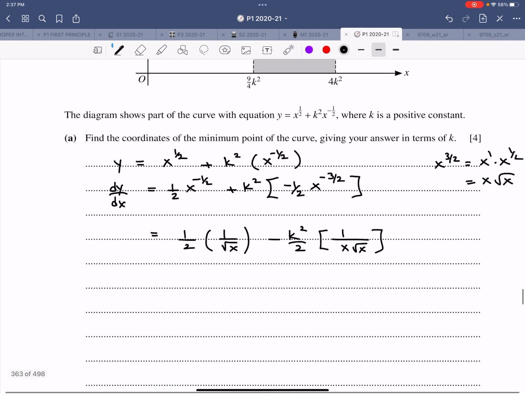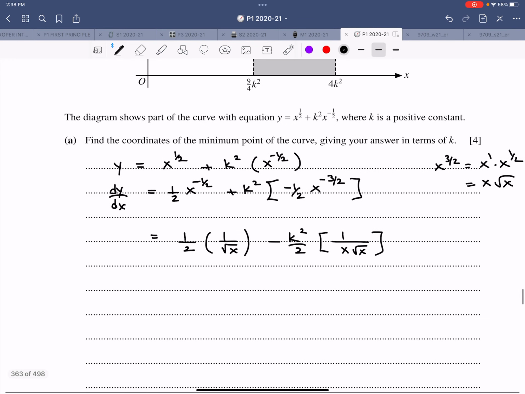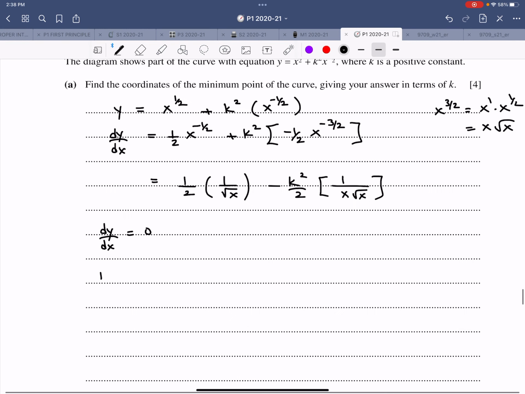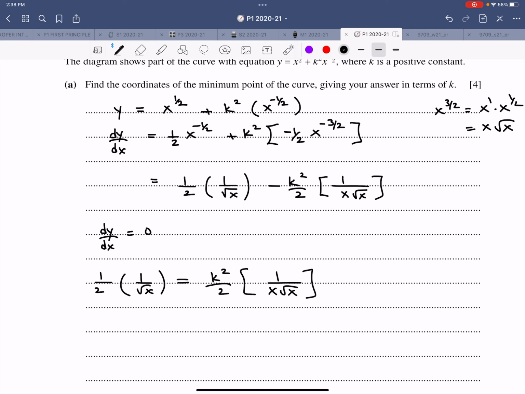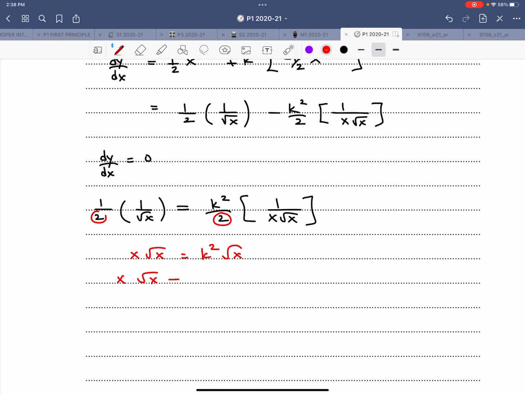Stationary points, minimum point. We know that the answer would be a positive value. So dy by dx is equal to 0. Now you have to start working for this. 1 over 2, 1 over root x, equal to k square over 2, 1 over x root x. I took it to the other side and it becomes positive. This 2 disappears. Cross multiply. Therefore x root x is k square root x. Transfer everything to one side: x root x minus k square root x equals 0.